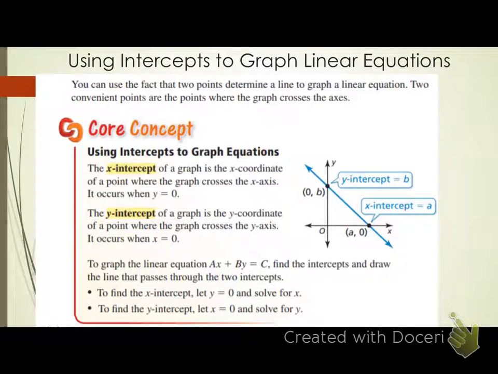So to graph the linear equation ax plus by equals c, we want to find the intercepts and draw the line that passes through the two intercepts. To find the x-intercept, let y equal 0, solve for x. To find the y-intercept, let x equal 0 and solve for y. So if you're trying to find a certain intercept, you replace the opposite variable with 0. To find the x-intercept, I replace y with 0. To find my y-intercept, I replace x with 0.